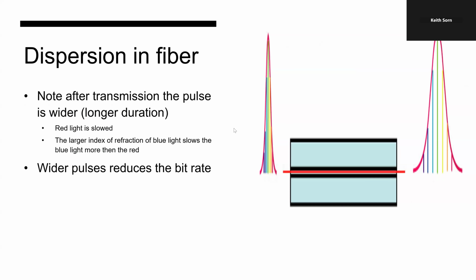On a piece of fiber, we have a nice start with a nice short pulse with multiple colors, multiple frequencies, multiple wavelengths, however you'd like to say it. And those wavelengths spread out by going through the fiber because there's different indexes of refraction. The red is slowed, but the purple is slowed more than the red. The unfortunate part is the wider the pulse, it's going to reduce the bit rate that can be put down the piece of fiber.